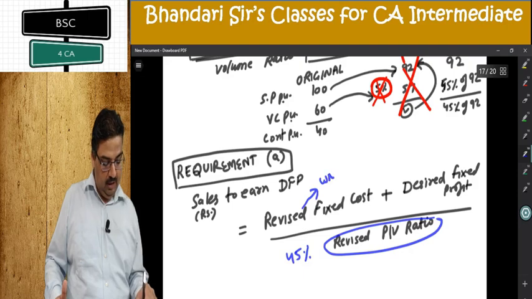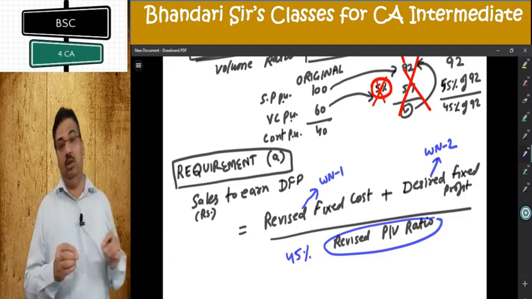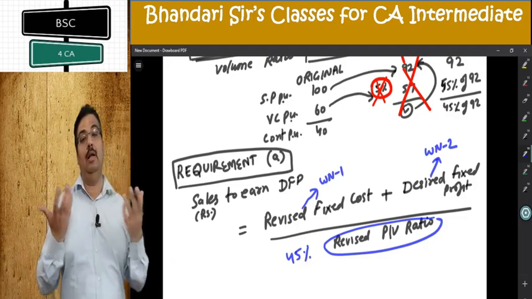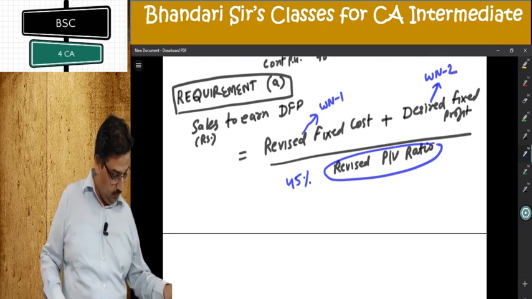This is my working note 1. This is my working note 2. So in two different working notes I will compute. I will come back to this formula, apply the formula and get the ultimate required answer. So revised fixed cost.